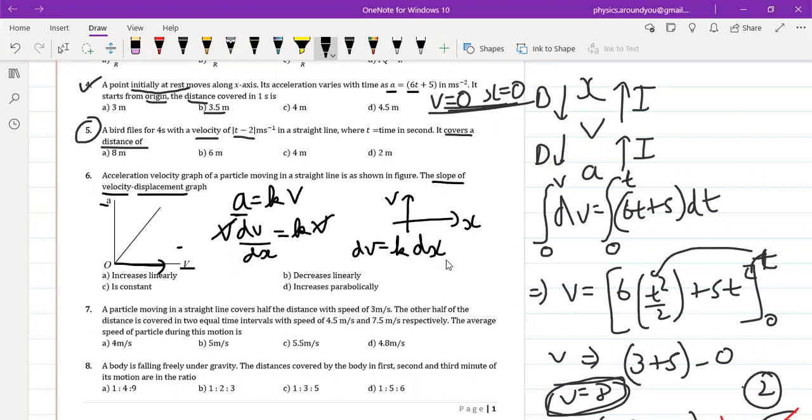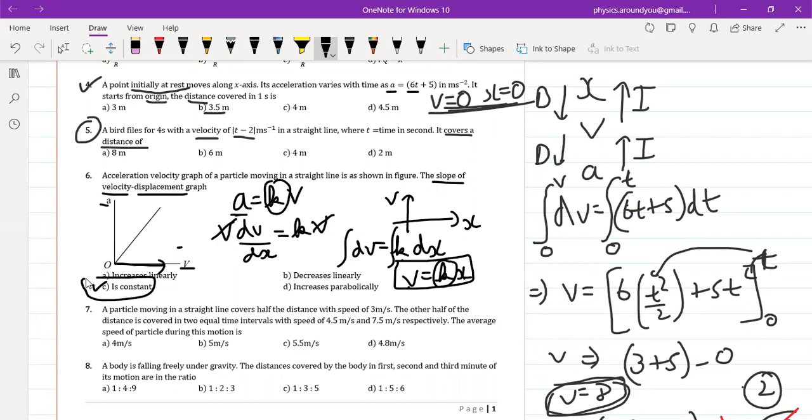Once we have dV equal to K dx, I will bring on the integral and I can say V is equal to Kx. So what does this tell? This tells that the slope of the velocity-displacement curve, which is V versus X, is the same as K. K is a constant, isn't it? So A equal to KV is V dV by dx.